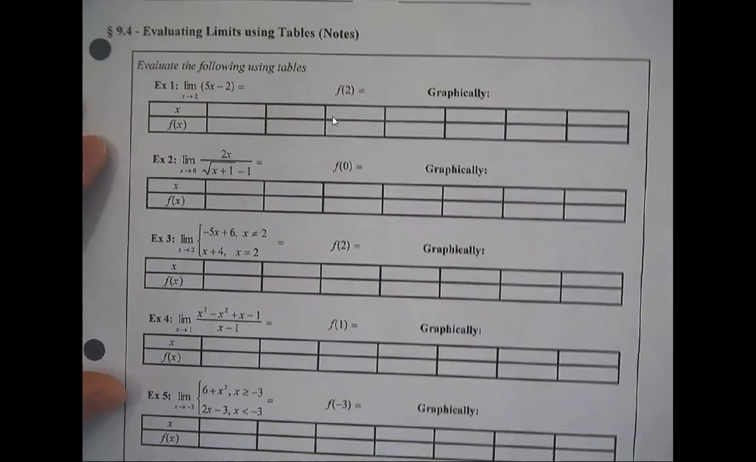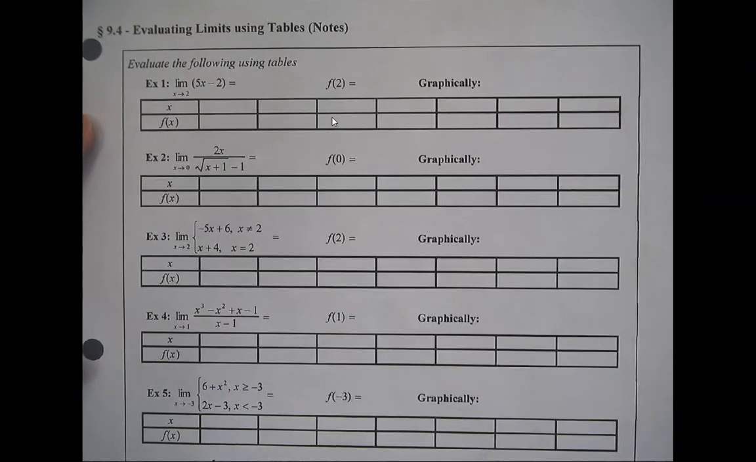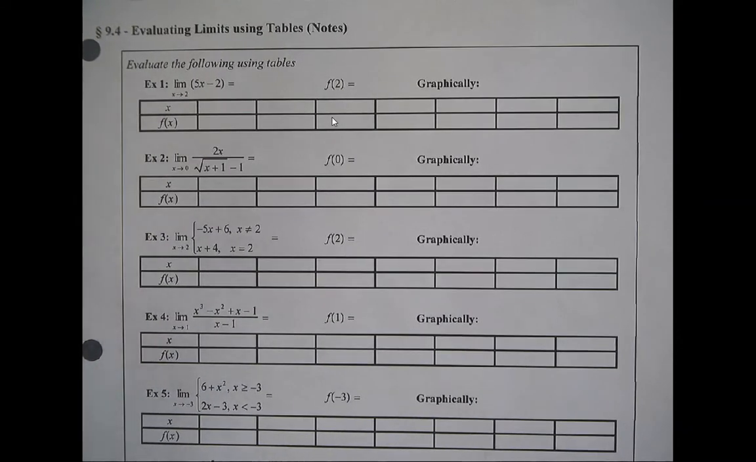Hey folks, today's topic is evaluating limits using tables. If you remember, last time we looked at evaluating limits graphically. We looked at where the graph intended to go, even if sometimes it got there and sometimes it didn't, but that was our goal. That's the same thing that we're doing here.